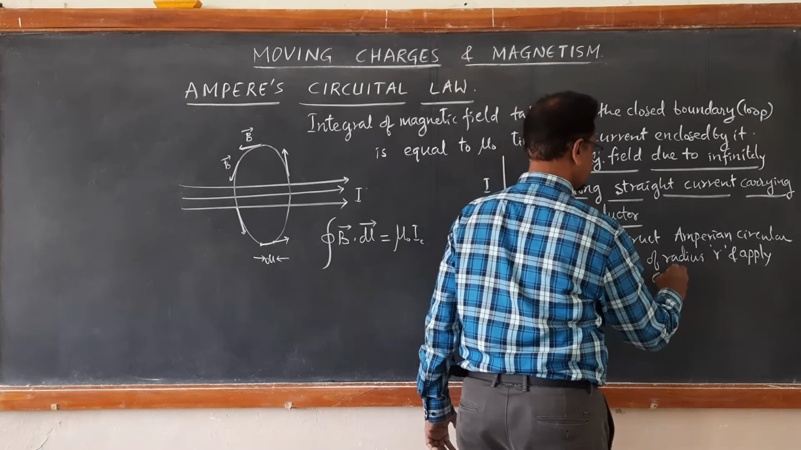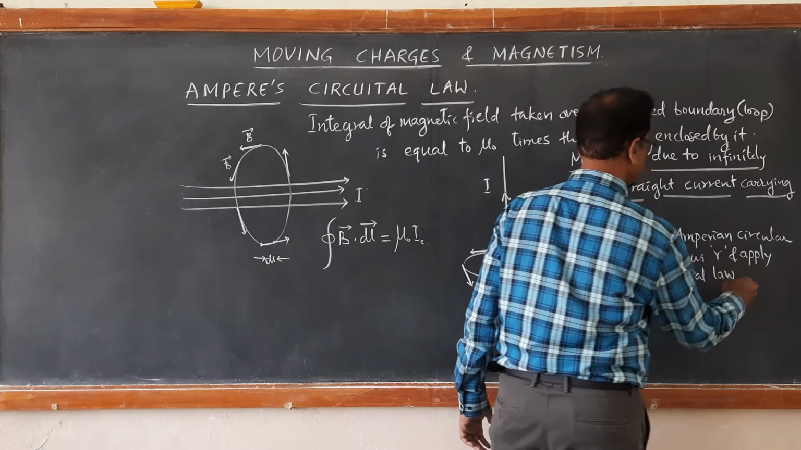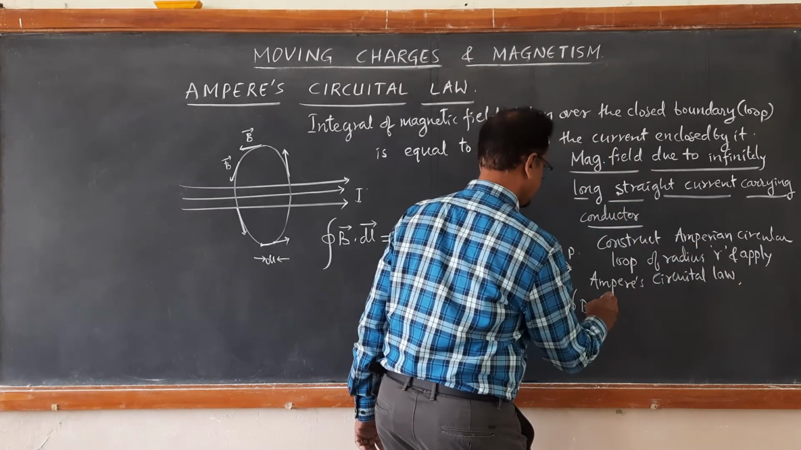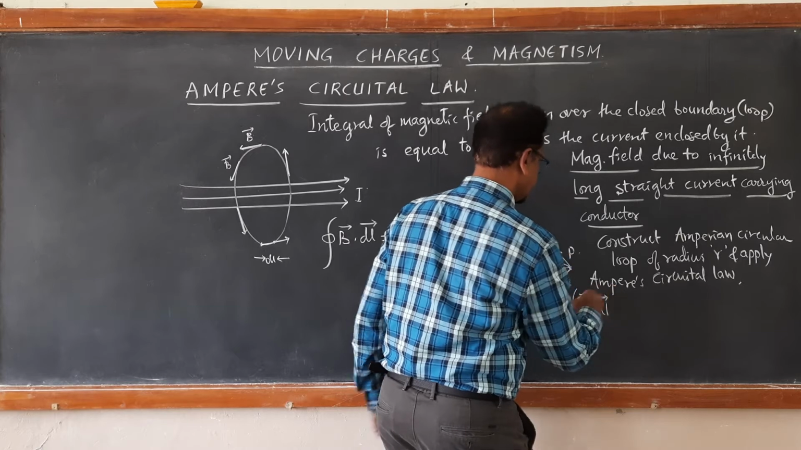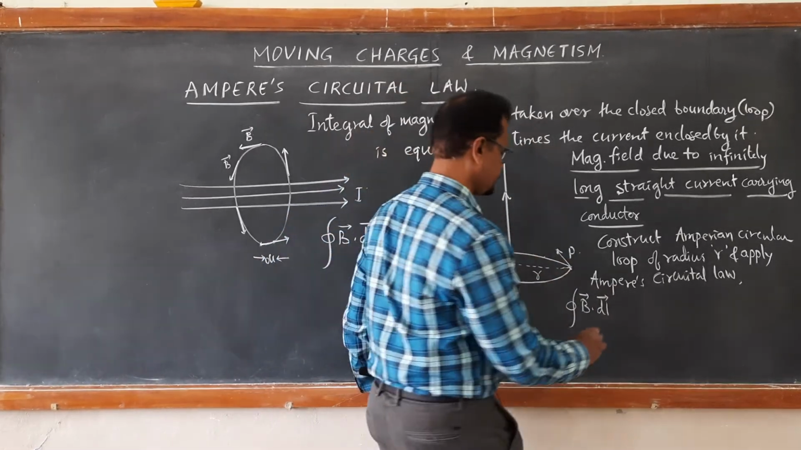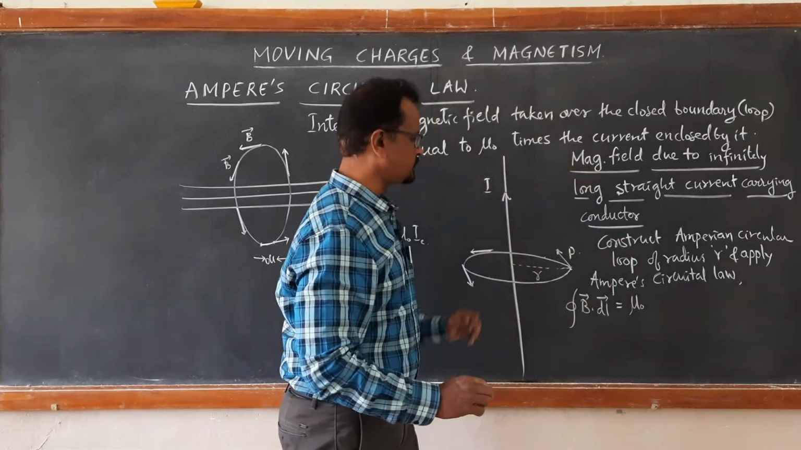Ampere's circuital law. The line integral of B dot dl taken over the closed circular loop is equal to mu naught times the current. The current enclosed here is I.